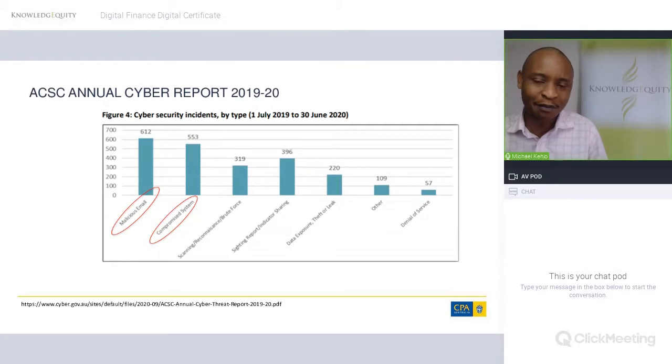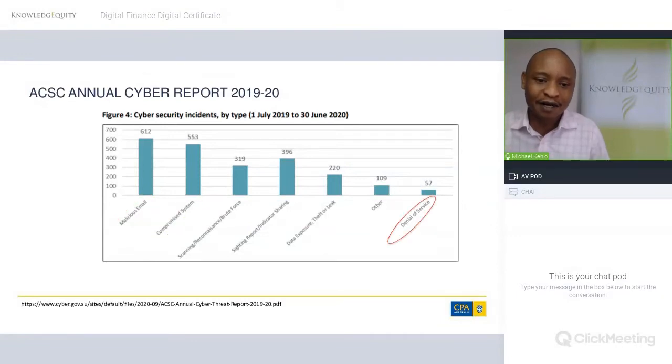Now, you and I have probably received a malicious email with a malicious link, and there's this temptation to click on a link so that you can either win something or so that you can do something. And these are phishing emails. The next one there is compromised systems, and this is where the attackers actually access the network of the organization. These are the two most frequent types of incidents reported to the ACSC.